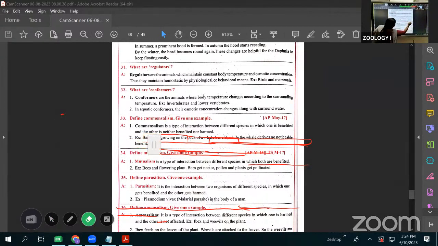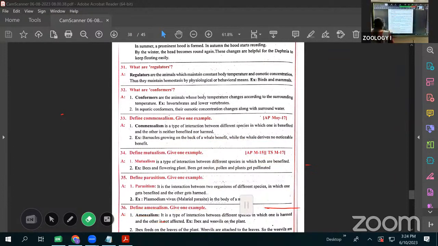Here, commensalism. What is commensalism and what is mutualism? Commensalism is a type of interaction. Interaction means two organisms live together. It is the interaction between two different species in which one gets a benefit and the other neither benefits nor is harmed. Two partners are there: one is benefited, and the other is neither benefited nor harmed. That we call commensalism. Here, an example is a barnacle growing on the back of a whale.